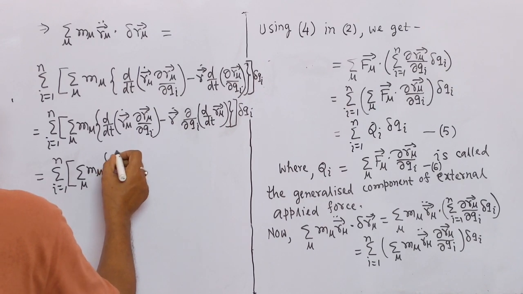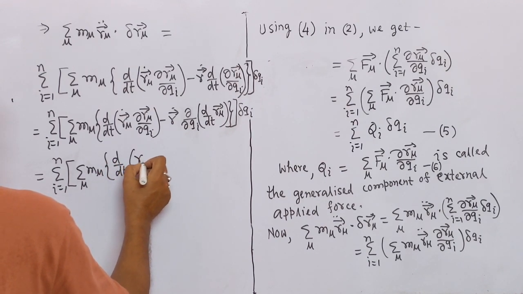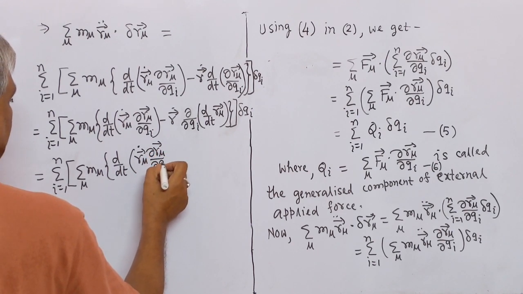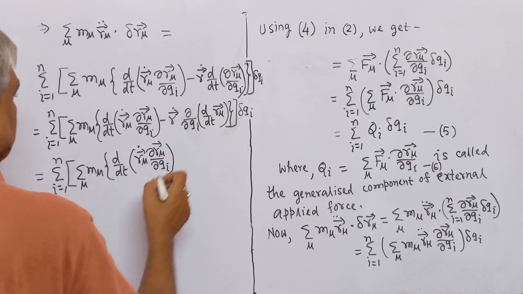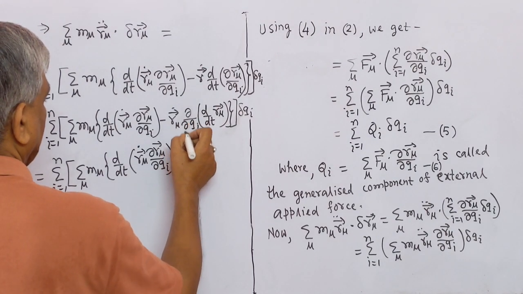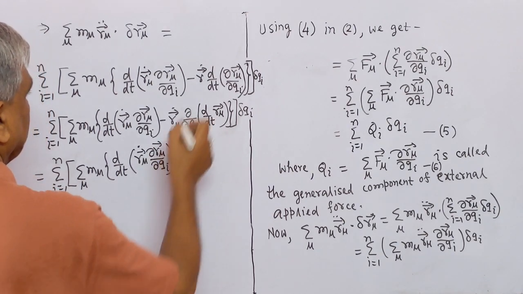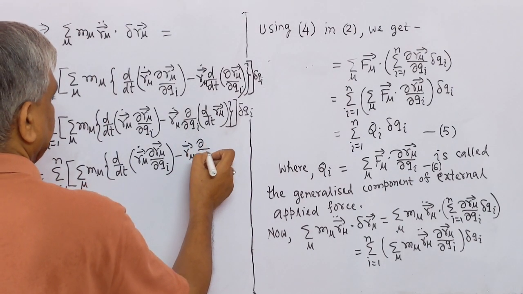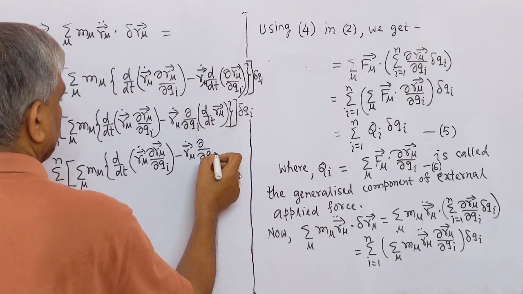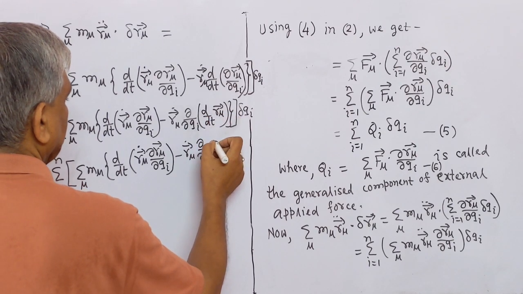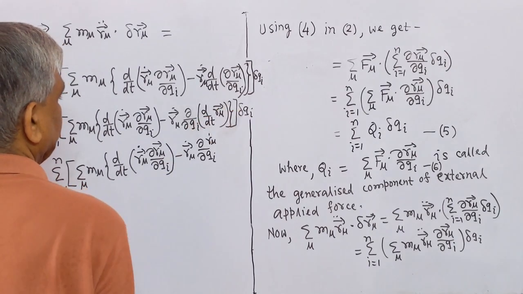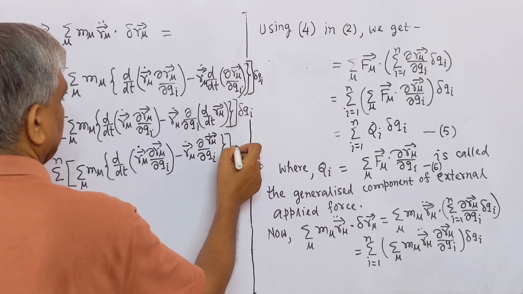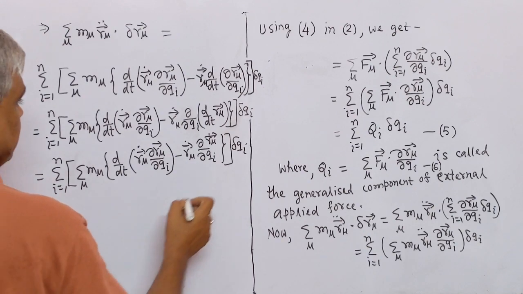bracket, d/dt of r_mu vector dot partial derivative of r_mu with respect to q_i, minus r_mu vector dot, this is r_mu dot, partial derivative with respect to q_i, this is r_mu dot, d/dt of r_mu is r_mu vector dot, bracket closed, delta q_i. This is number 7.